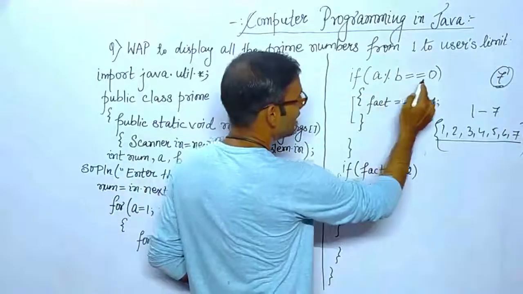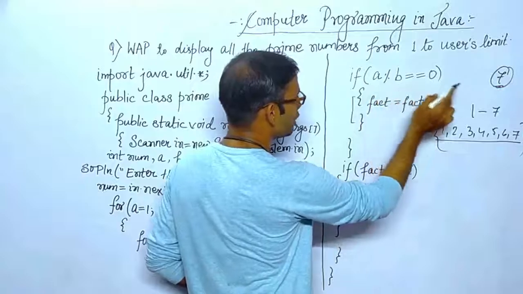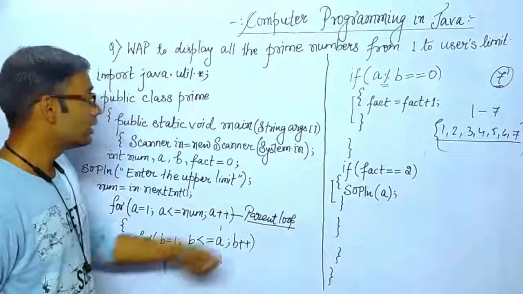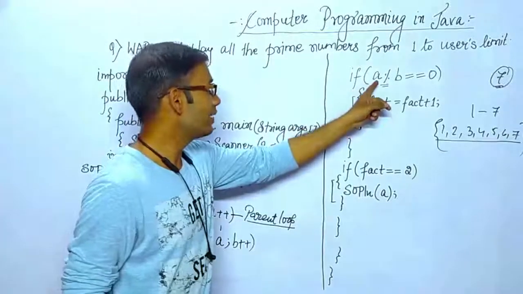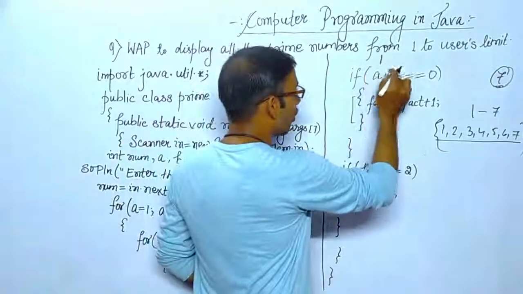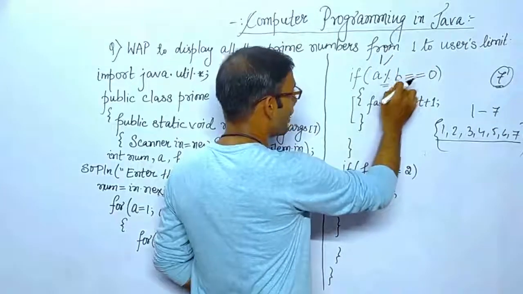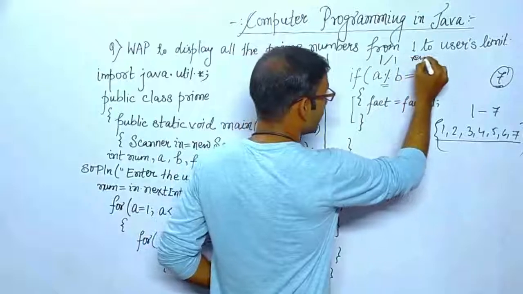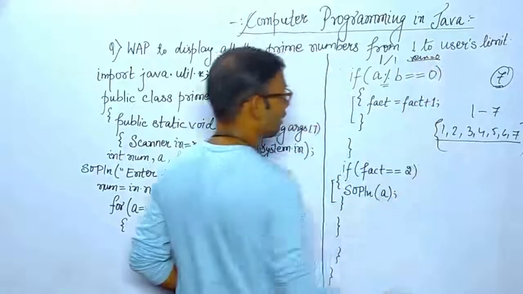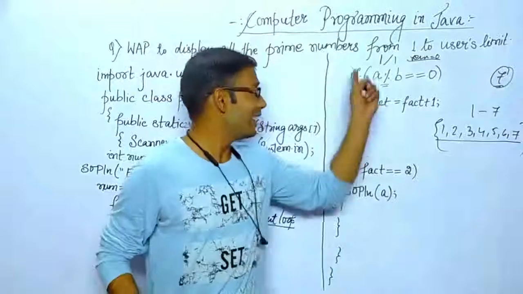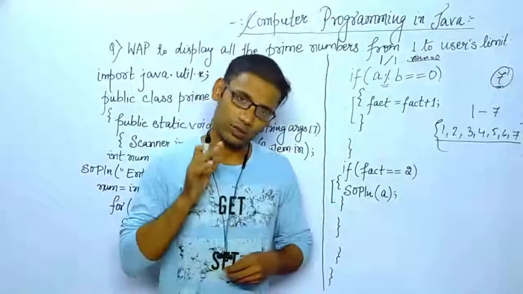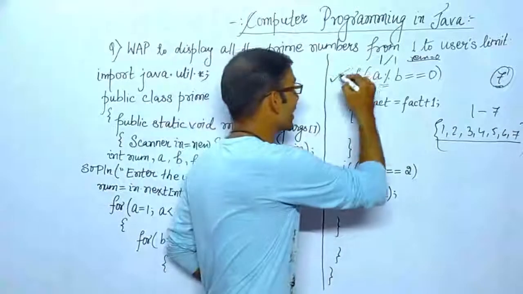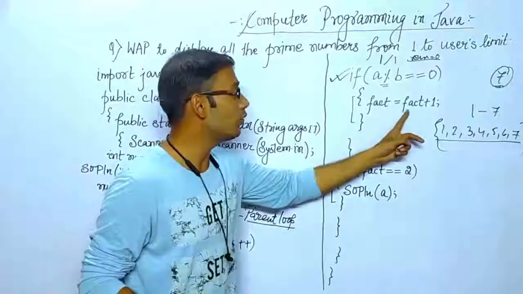After that, let's come back over here. If a modulus b is equal to 0. What is this? This is used to find out the remainder. So we need to test whether a, that means 1, on dividing by b, the value of b is 1, the remainder comes to be 0 or not. 1 divided by 1, will the remainder come to be 0? Definitely, right? Remainder comes to be 0. If this condition satisfies, then fact is equal to fact plus 1.